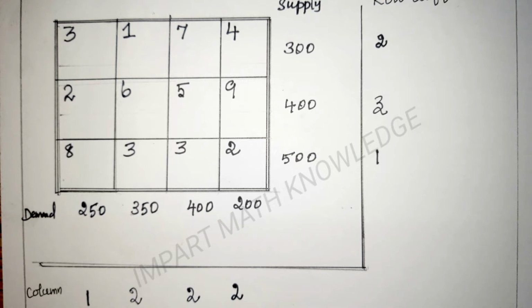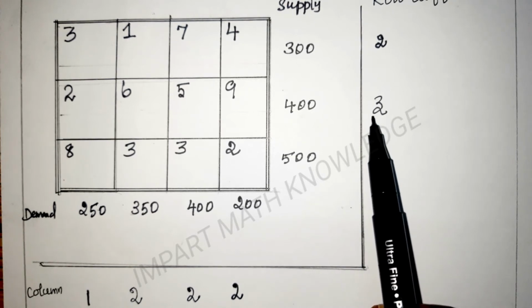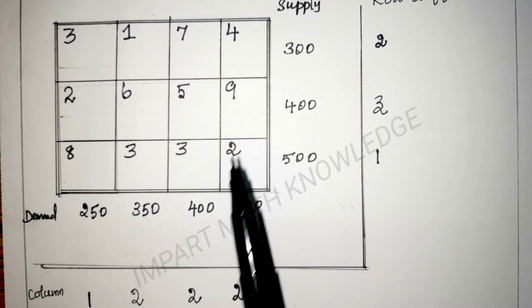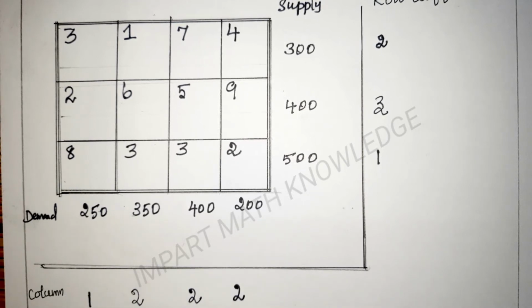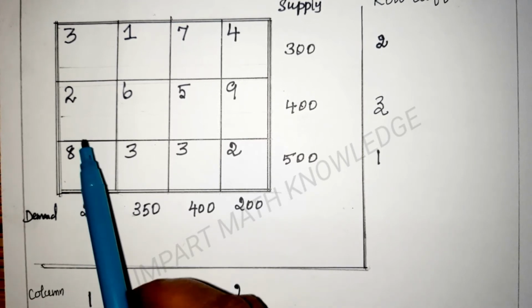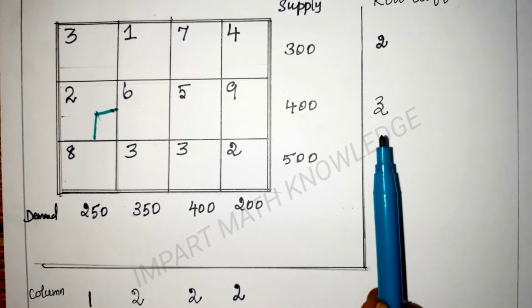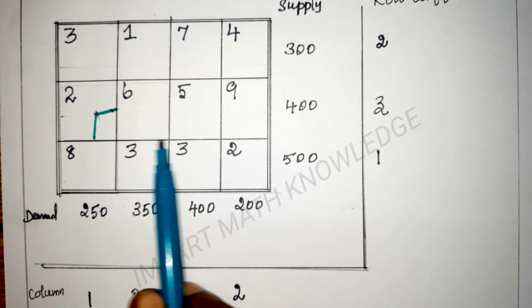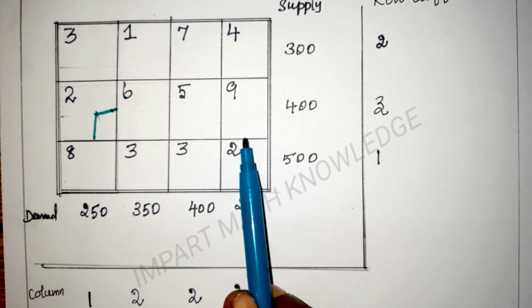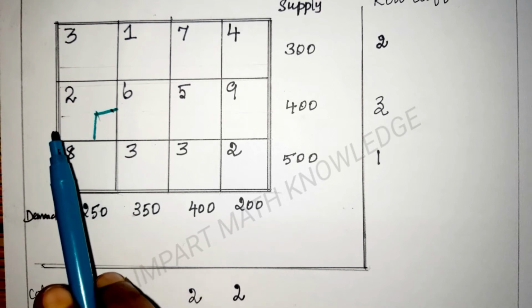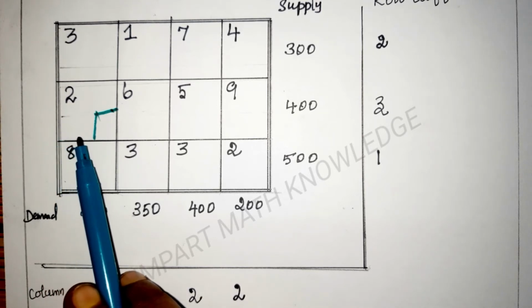Here the highest penalty is 3. So, you allocate your value in the second row. In the second row, the minimum cost cell is 2. Here you are going to allocate your value. The highest penalty is 3. So, second row, we are going to allocate the value. In this cell, we are going to allocate our value.